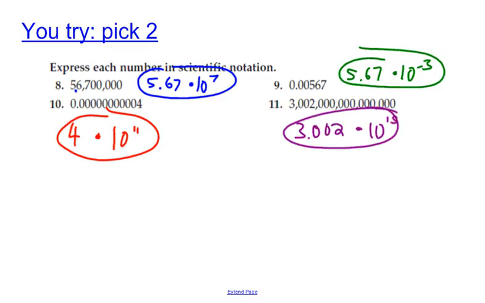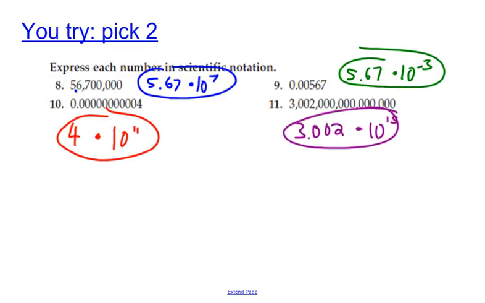So I have the answers right here. Number 8 is a very big number. It's a 56 million something, so it is a positive exponent. And to get it to a number between 1 and 10, it would have to be 5.67, and that would be moving it 7 places. So it's 5.67 times 10 to the 7th. Remember, that first number always has to be between 1 and 10. Second one is also going to be 5.67. To get it there, we'd have to move it 3 places. And since it's a tiny number, it's a negative exponent.